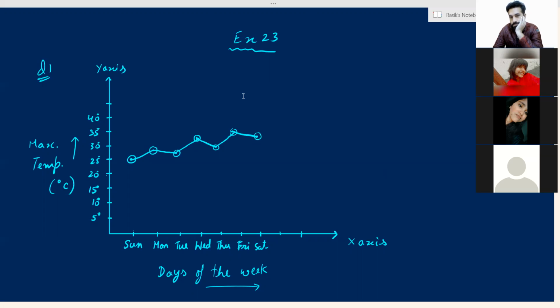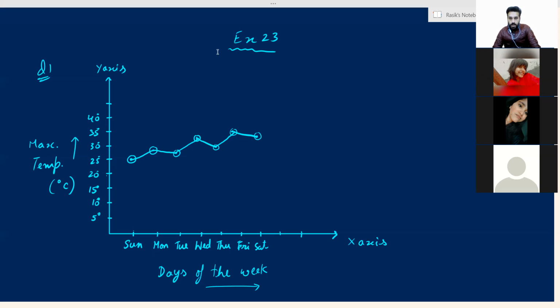Sir, we have to draw both in one graph. Yes. In question 6, you have to draw for boys and girls both in one graph only. There will be 2 different line graphs. Okay, sir.